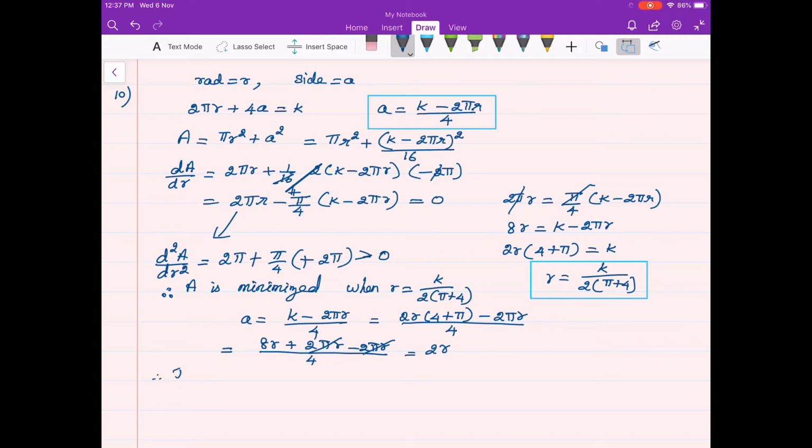Therefore, total area is the least when side of the square is double the radius.